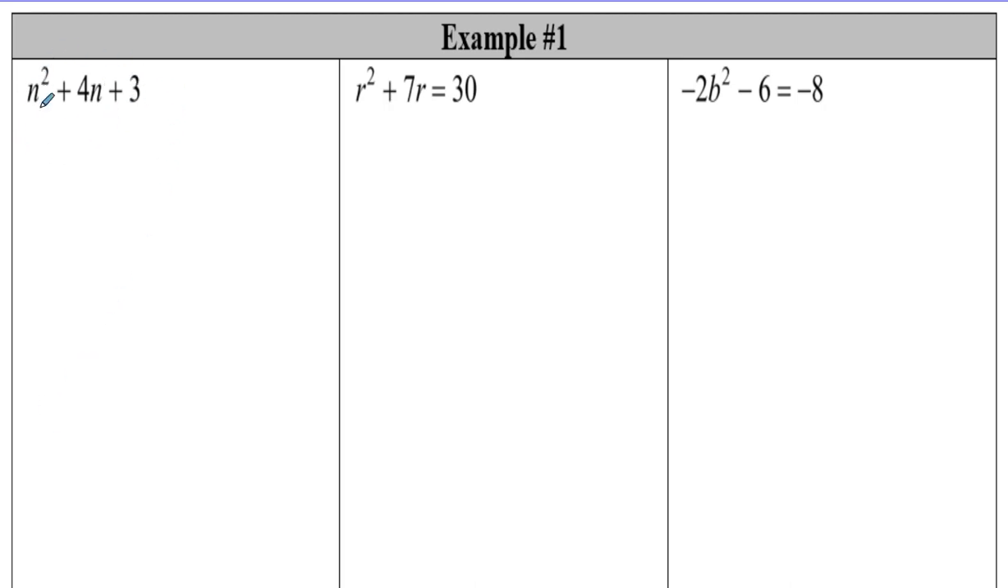Alright, so we got our first quadratic. It looks like we're in standard form. I'm going to go ahead and set this equal to 0. But let's identify our A, B, and C values. I have an A value of a positive 1, a B value of a positive 4, and a C value of a positive 3.